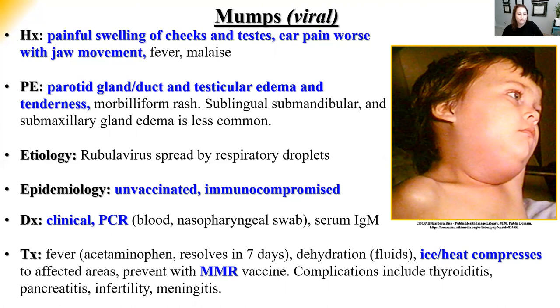Unvaccinated, immunocompromised, same demographic on this one. This can be clinical, or it can be a PCR taken from a blood sample or a nasopharyngeal swab. This one we treat symptomatically. Fever, we treat with acetaminophen, dehydration with fluids, and ice or hot compresses to the affected areas, the parotid glands or the testes. And then we prevent this one again with that MMR vaccine. Complications of mumps can include thyroiditis, pancreatitis, infertility, and meningitis.